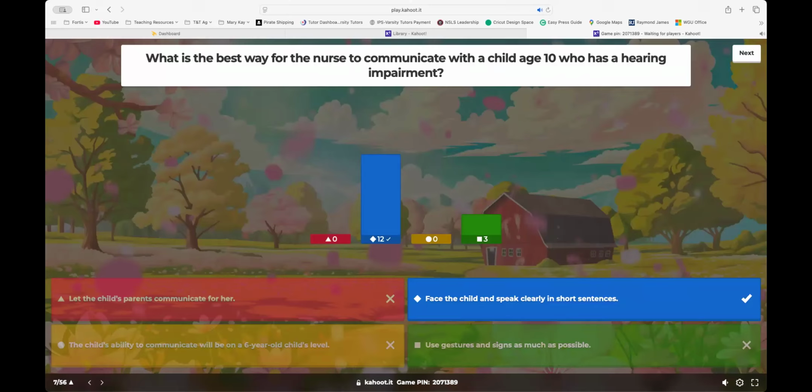So when we have a child with hearing impairment, we want to make sure that we're still engaging them. We don't want to exclude them from the conversation. We want to make sure that we're face to face with them, talking in short sentences, so we allow them time to digest that information. Sometimes signs and gestures, especially if they're really big signs, can interfere with their ability to read your lips. So we try not to overly gesture or sign when we're communicating with a patient that has hearing impairment.